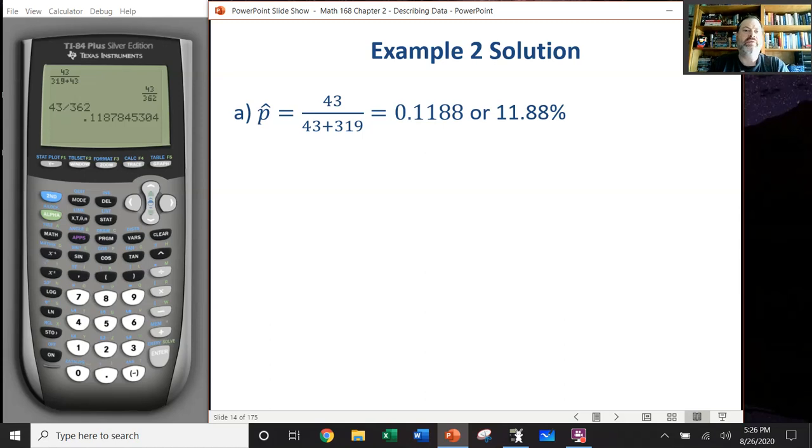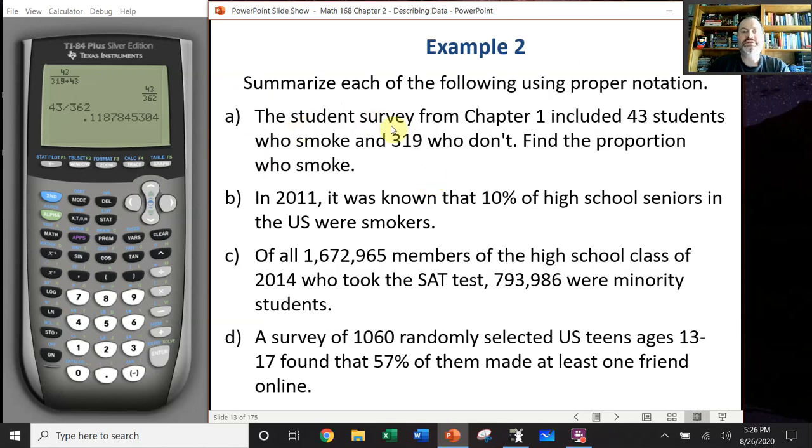On an exam, I really don't care how you leave your answer. You can leave it as a fraction unless I tell you to write it as a proportion. On the homework, just follow the directions for each problem. And notice we labeled it p hat, right? The p hat is because this is a student survey. A student survey is certainly a sample of students, so we use our sample proportion notation.